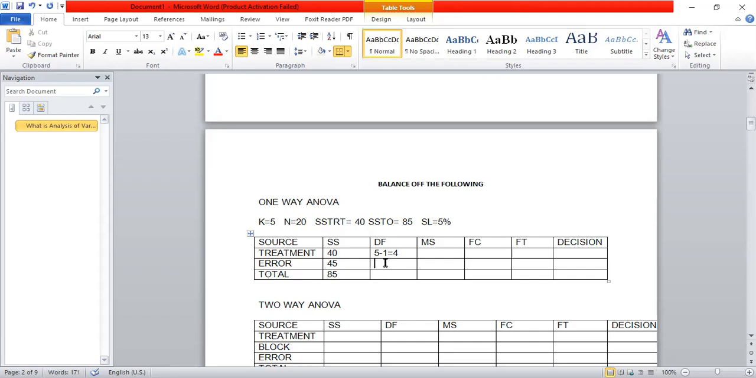N minus k. So 20 minus what? 5. Which gives us what? 15. And the total here, what do we get when you total this up? 19. Good.